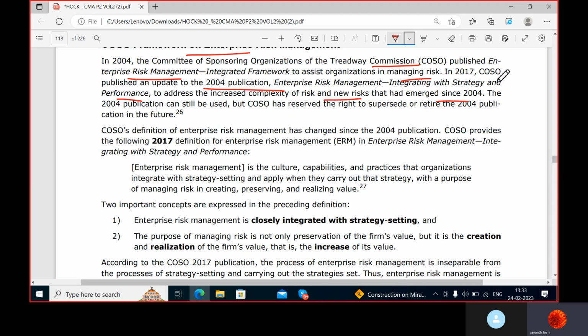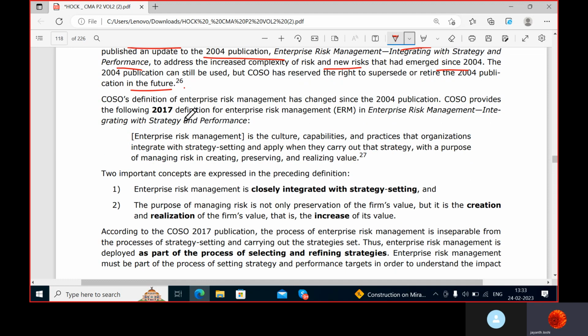So the 2004 publication can still be used, but COSO has reserved the right to supersede or retire the 2004 publication in the future. So they don't want that to be followed. They want the new ones to be followed, the new publications.